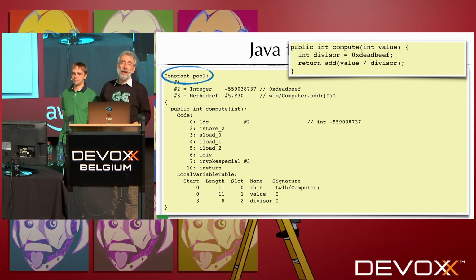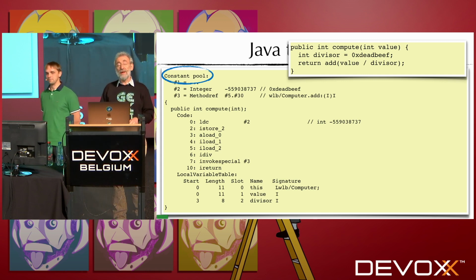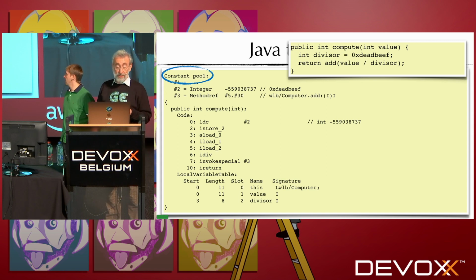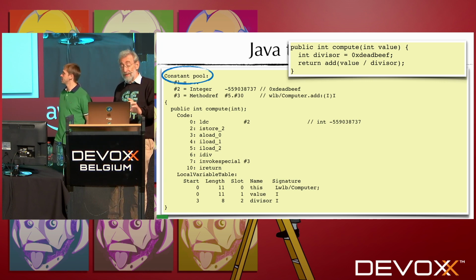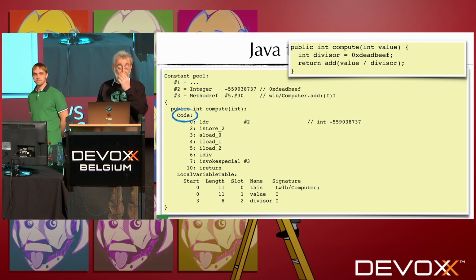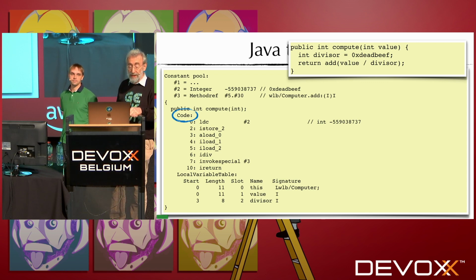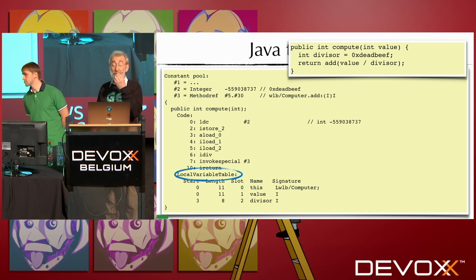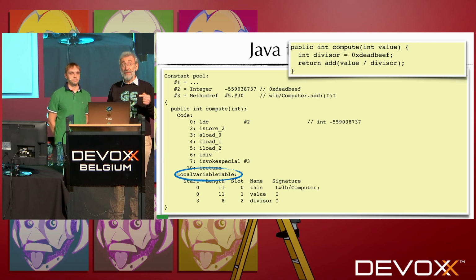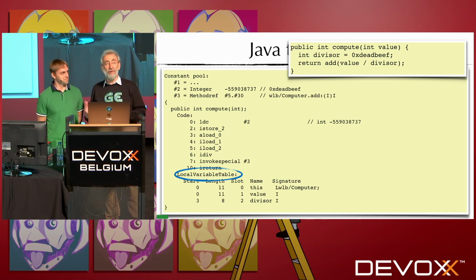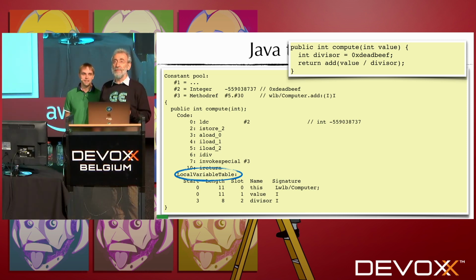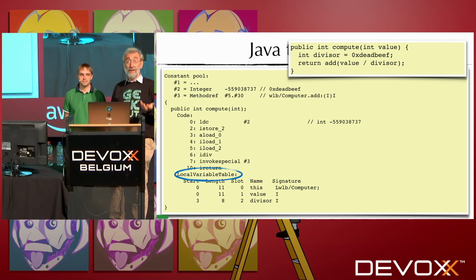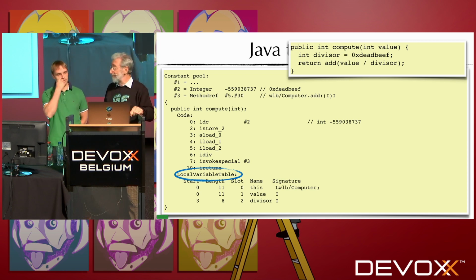And the constant pool is, as you might imagine, where constants are stored. So in this case, for example, the integer literal DEADBEEF is represented in the constant pool, and there's method references and so on. So things that are not going to change during the execution of the program. There's also, for each method, there's code. This is showing it for the compute method. And there's the bytecodes. And there's also a local variable table, which is initially empty. I think that if you want to understand what the local variable table is, just imagine what a stack frame is like in a call stack in a conventional program.